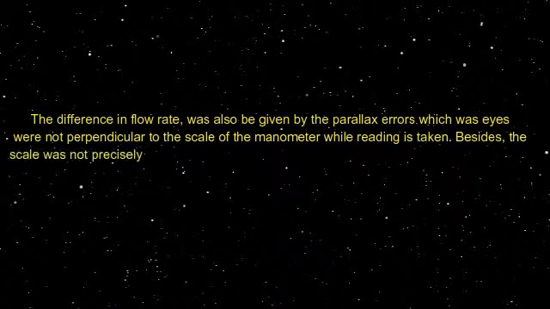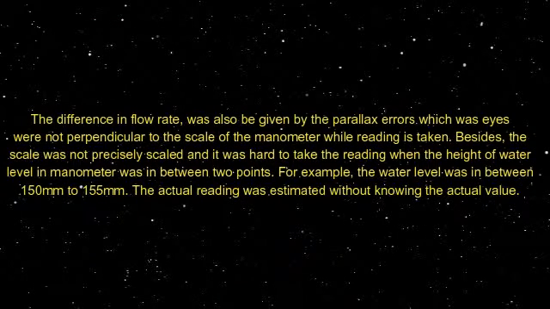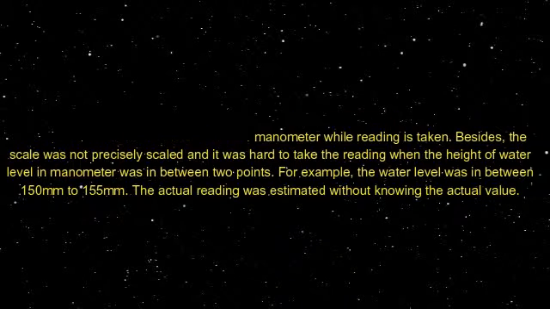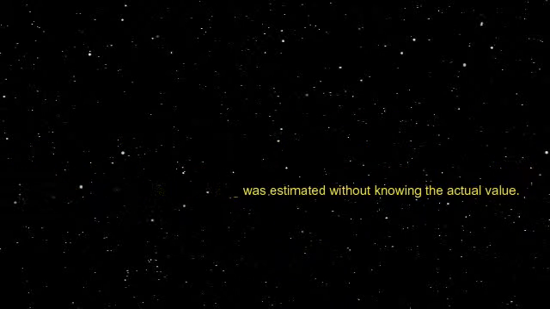The difference in flow rates was also caused by parallax error, where the eyes were not perpendicular to the scale of the manometer while the reading was taken. Besides, the scale was not precisely scaled and it was hard to take the reading when the water level in the manometer was in between 2 points. For example, the water level was in between 150 millimeter to 155 millimeter. The actual reading was estimated without knowing the actual value.